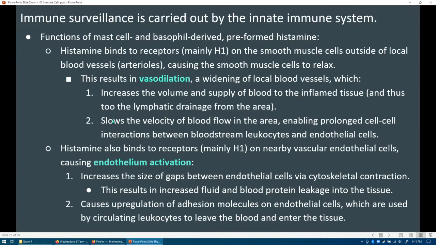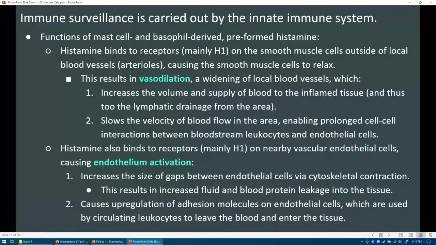Second, vasodilation is important because it slows the velocity of the flow of blood in that area, which means that immune cells aren't being whisked away by the powerful blood current in that area. Instead, they can sort of take their sweet time passing by all those vascular cells, and that allows them to sort of survey all of the molecules on the vascular cell surface. A lot of the important molecules on the vascular cells is going to be adhesion molecules. So when you slow the velocity of blood flow in the inflamed area, you have prolonged cell-cell interactions between the bloodstream leukocytes and the vascular endothelium.